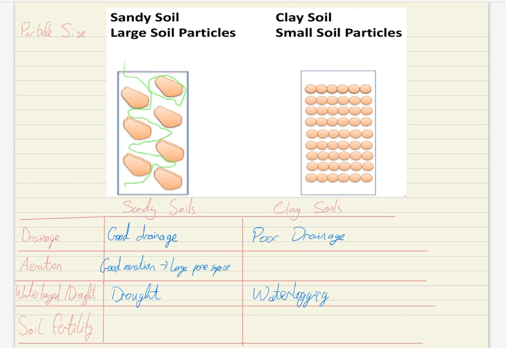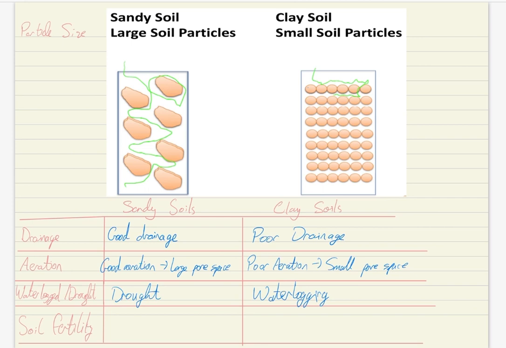And then your clay soils, the aeration again isn't going to be very good. It's very hard for your air to move down through the clay soil due to the small soil particles. So therefore our clay soils are going to have poor aeration due to small pore space.